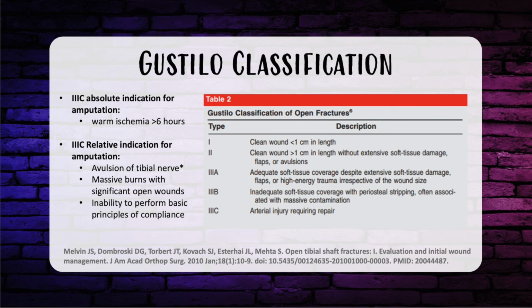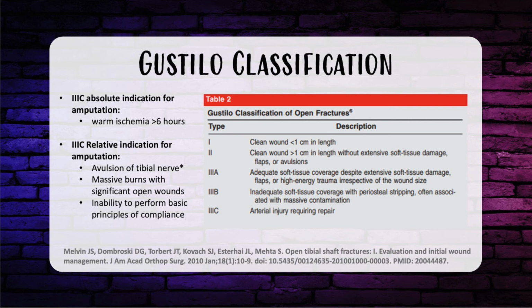Gustilo 2, so this has a contaminated wound, has moderate comminution of the fracture, a wound that is between 1 and 10 centimeters, and there's no extensive soft tissue damage, flaps, or avulsions. So for both Gustilo 1 and 2, cefazolin administration between 24 and 72 hours with initiation as soon as possible after injury is indicated.